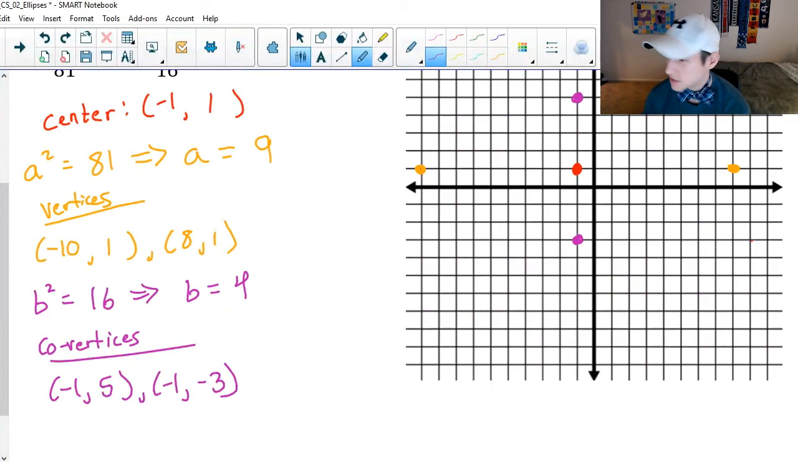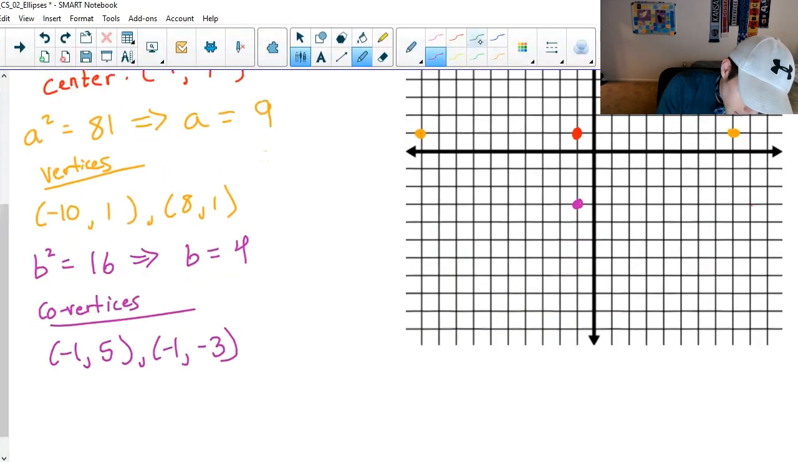And once we have these points, we have the basic skeleton of the ellipse. You could go ahead and sketch out the ellipse now. You don't have to find the foci first. I mean, we're going to find the foci either way, but if you have these 4, you can go ahead and sketch it out, or find the foci and then sketch it. It really doesn't matter. I'll go ahead and do the foci.